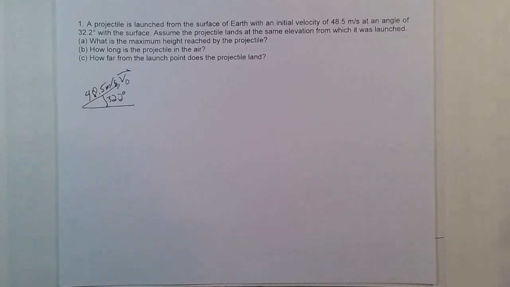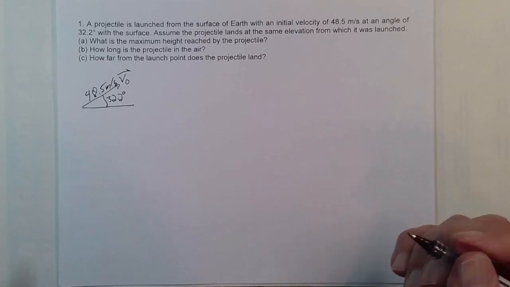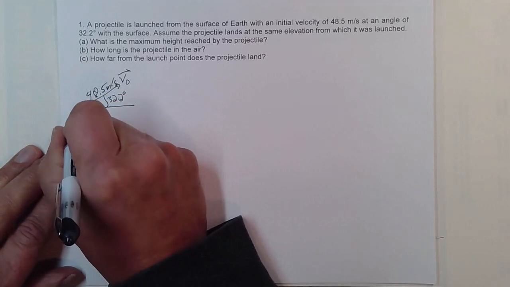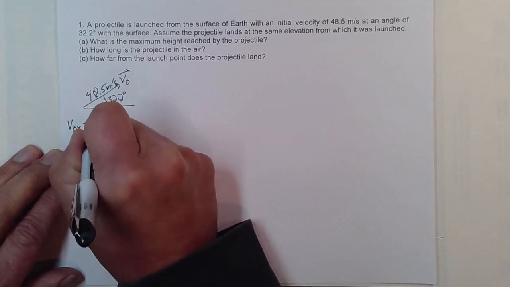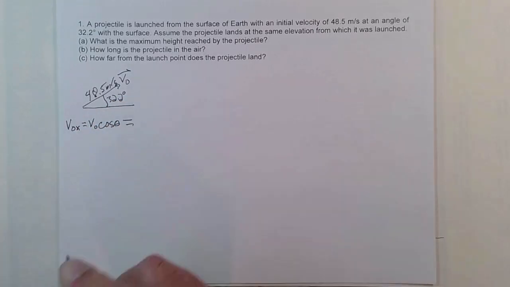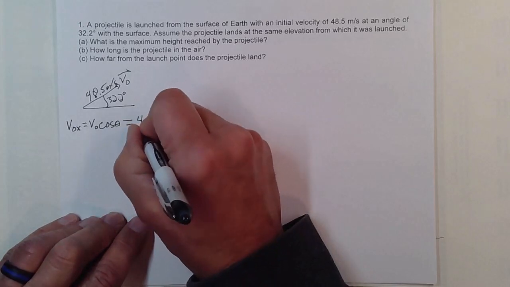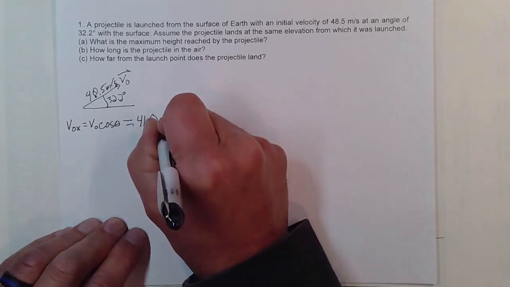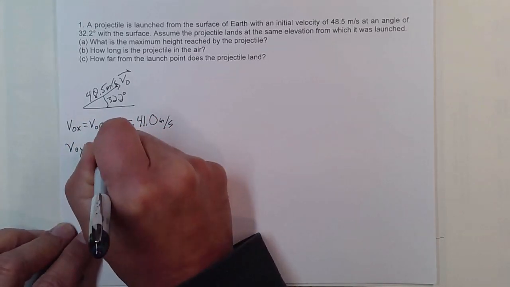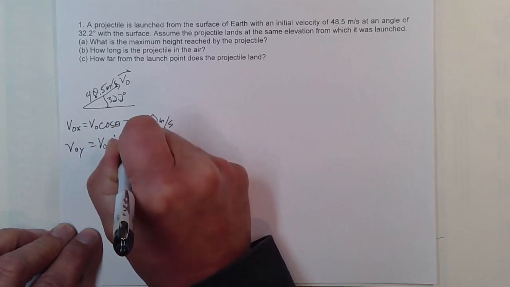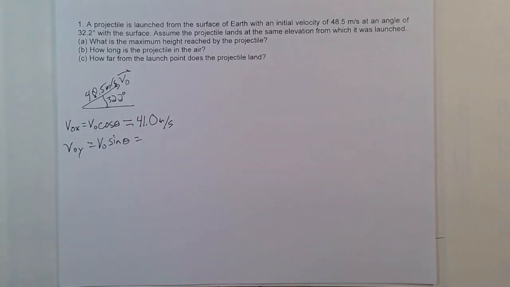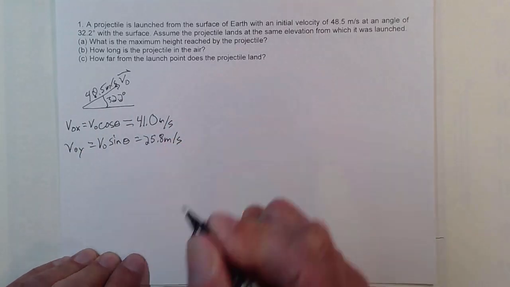Okay, well, if it's a projectile motion problem, I know I'm going to be using my projectile motion equations, so write them down real quick. V naught x equals v naught cos theta. I think I'll just figure it out while I'm at it here. V naught x is 41.0 meters per second. V naught y will equal v naught sine of theta. Plugging in the numbers, 48.5 meters per second times sine of 32.2, you get 25.8 meters per second.